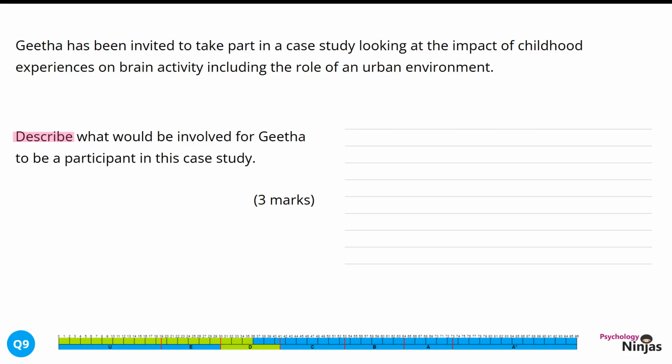Within this question, we also need to think about what would be involved. So we're thinking about it from the participant's point of view. What would they have to do if they were in this case study? Our final component in breaking down this question is what would be involved for Geetha. So we need to link this back into the aim of this particular piece of research and make all our examples relevant to the stem. Let's jump into our response.